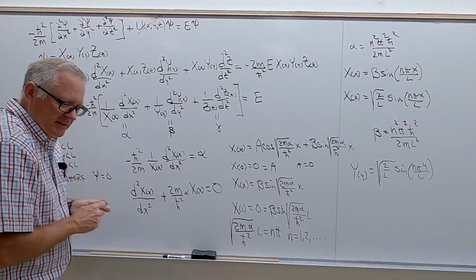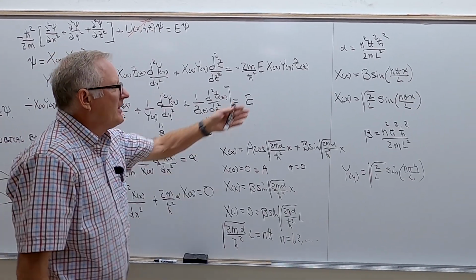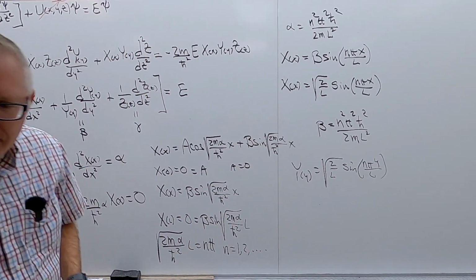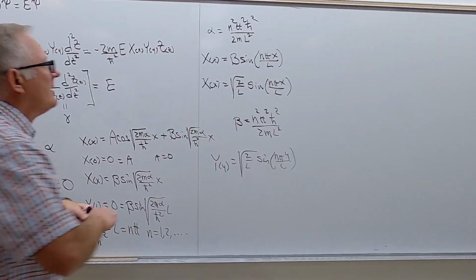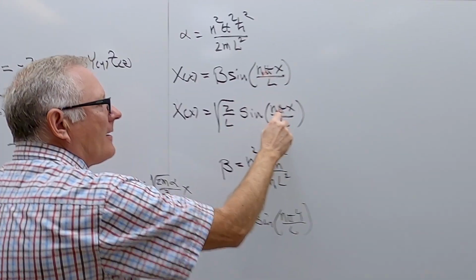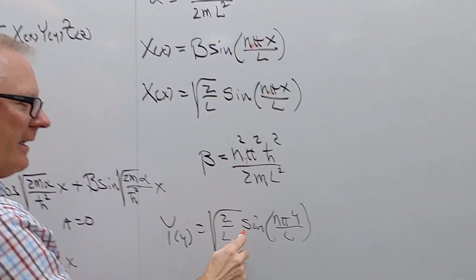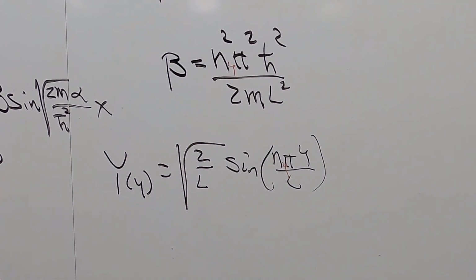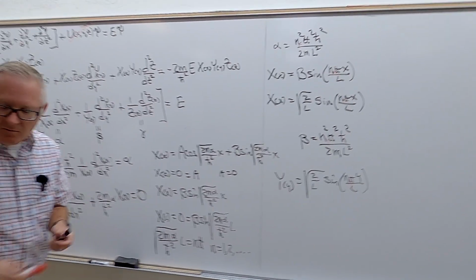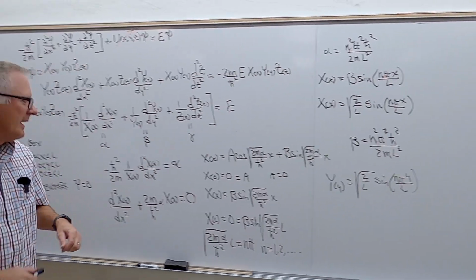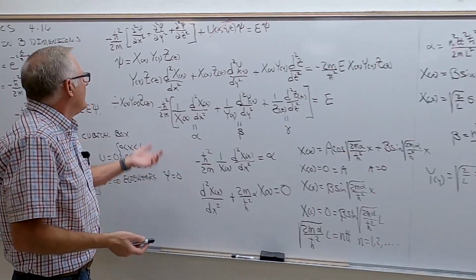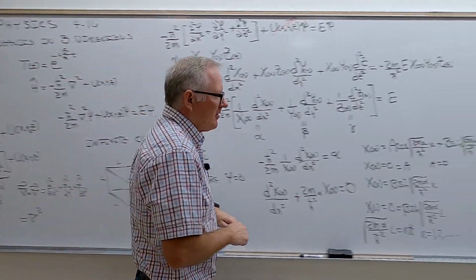Now, the only thing is, the n for the x isn't necessarily the same as the n for the y, so I should put in a subscript. Maybe this should be nx right there, and nx right there, and ny, and ny. And then when we get to the third one, we'll just call it nz. So now we know what the psi is. We just have to multiply the three together.